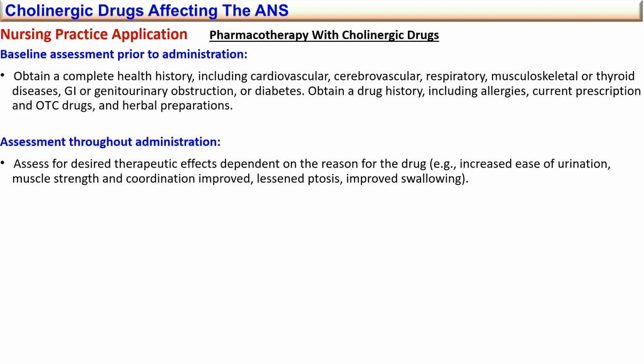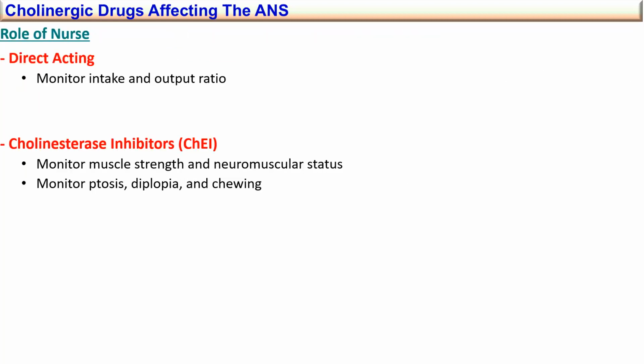And the role of the nurse would be to monitor the patient's condition and provide education on drug therapy. You will note the adverse effects of the drug therapy and identify any possible interactions or contraindications of drug therapy.